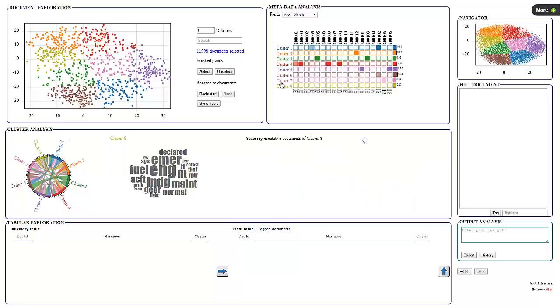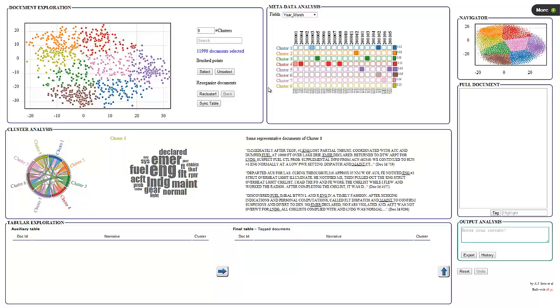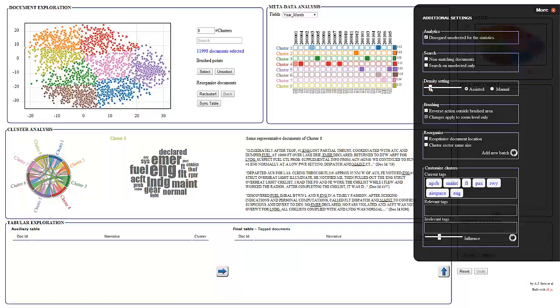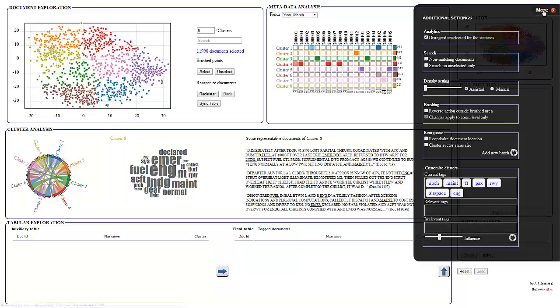We also know that in the scatterplot we have a stratified sample of the 11,000 documents, which is automatically done based on the number of documents selected to avoid cluttering. We can influence how many documents to sample using this slide bar located on this panel with many other options.